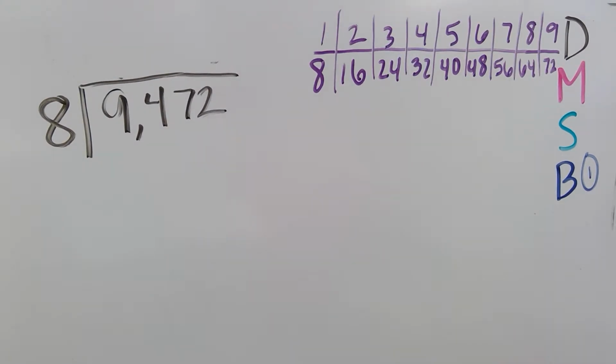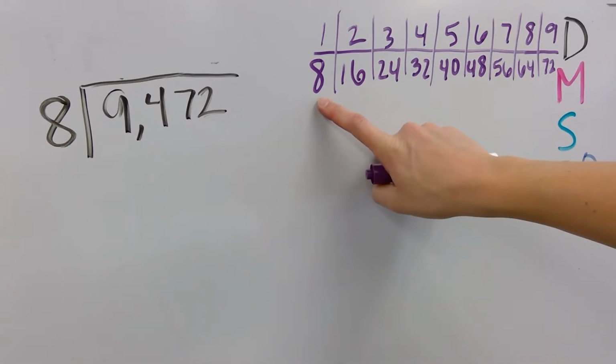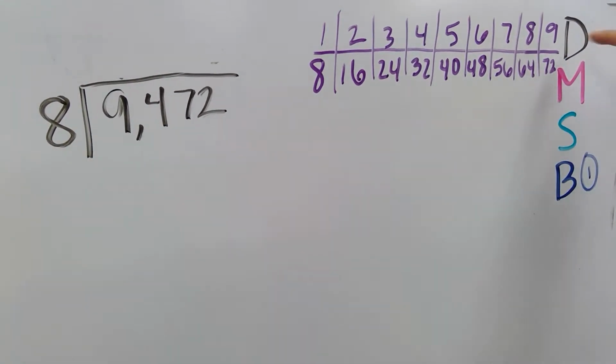All right, here's my list of multiples of my divisor. The divisor is 8, and I've listed my multiples 1 through 9. You cannot go past 9 in long division like this. So now I can go ahead and start my steps.